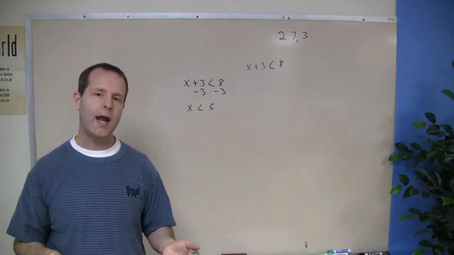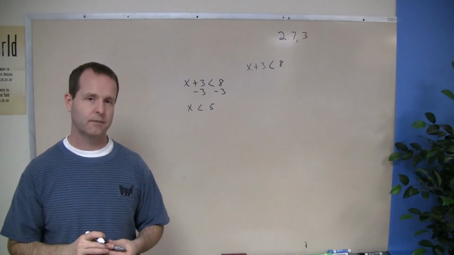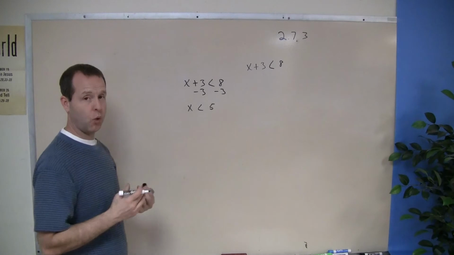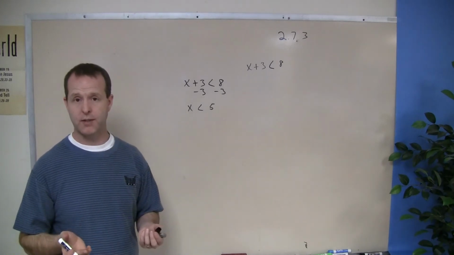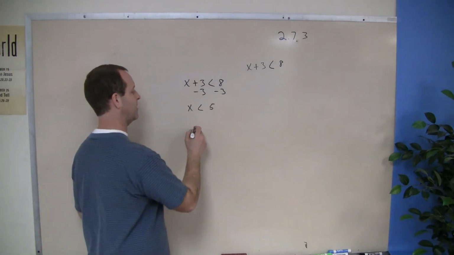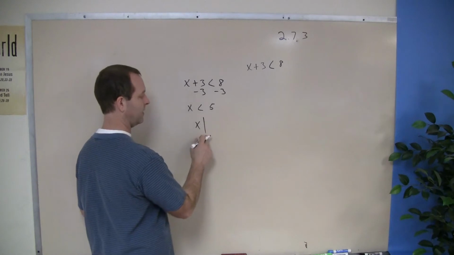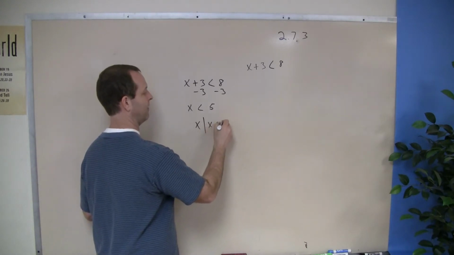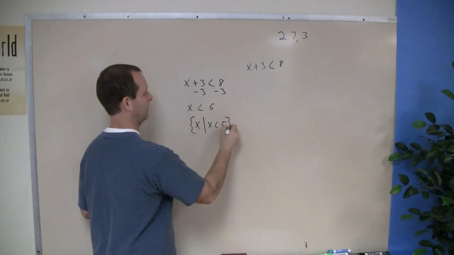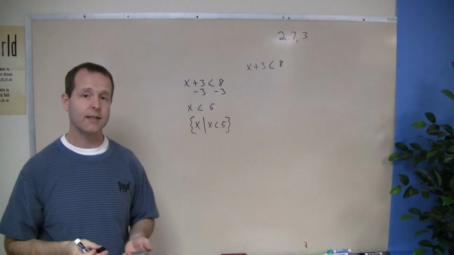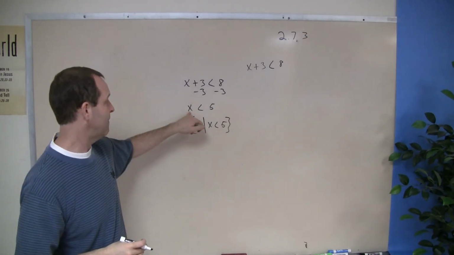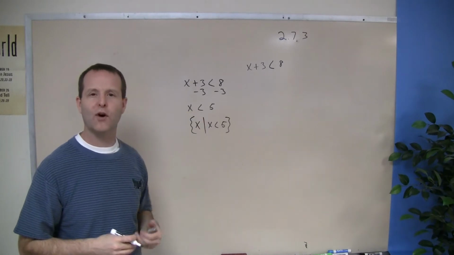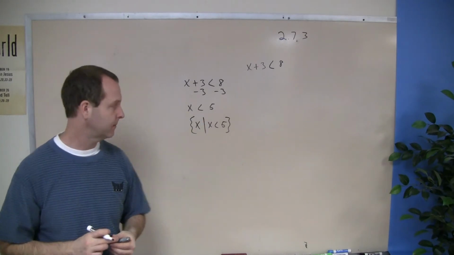There's different ways that I can report these solutions. One way to report the solution is called set builder notation. And that basically states all x such that x is less than 5. That is one way to communicate the solution. Since there's an infinite amount of numbers, you want to look for a cool way to communicate that.